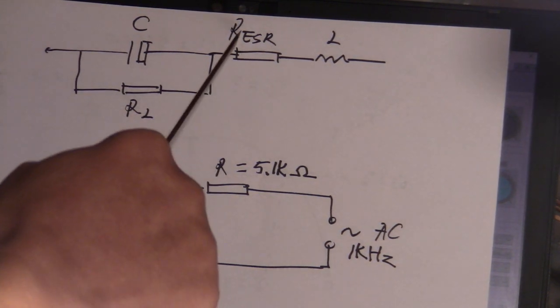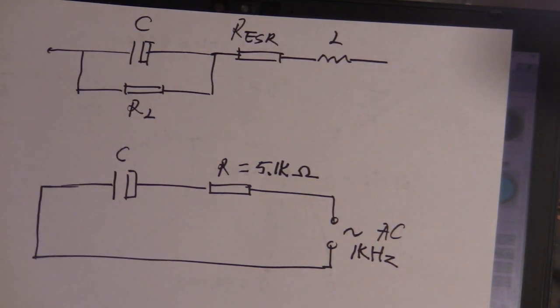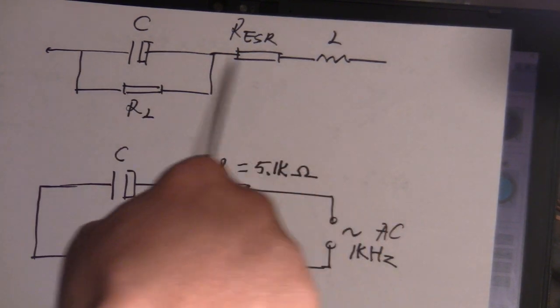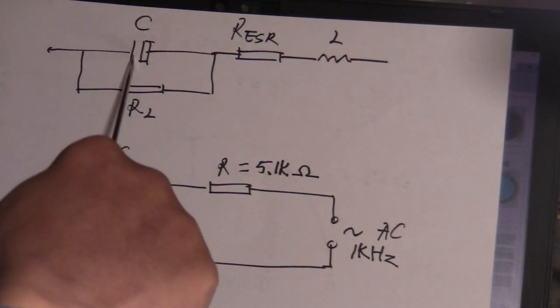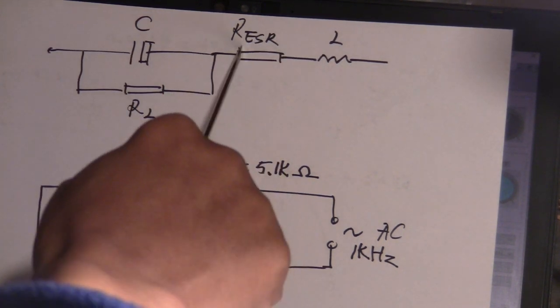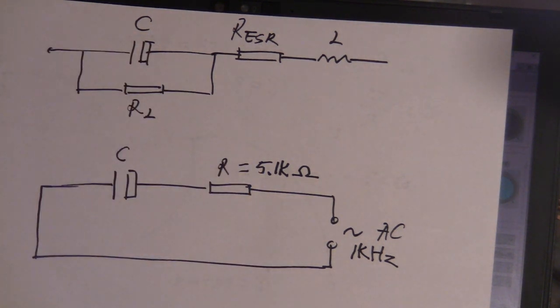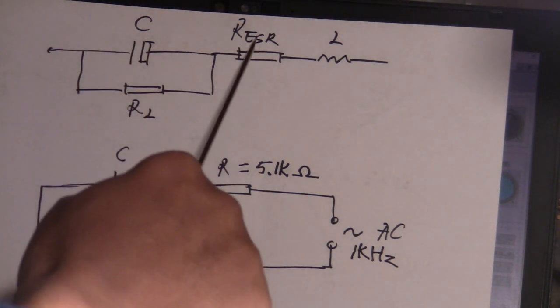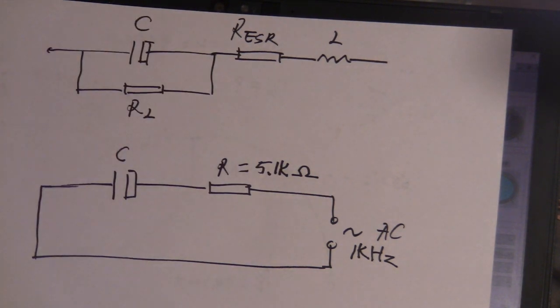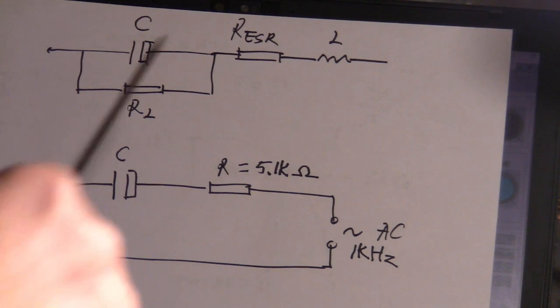And there is another one called ESR, equivalent series resistance. When the current passes through this circuit, the voltage will drop across the C and the ESR. So it's similar to a resistor in series with the capacitor. There is also the equivalent series inductance, but we are not talking about that today.